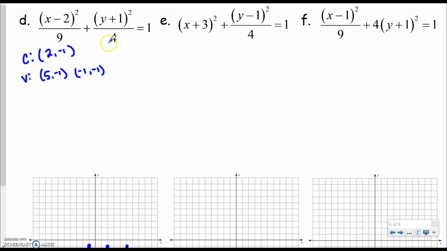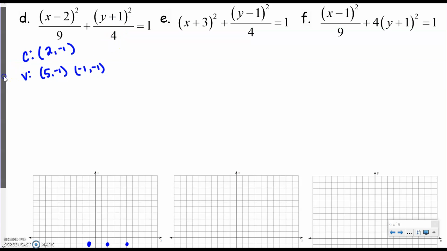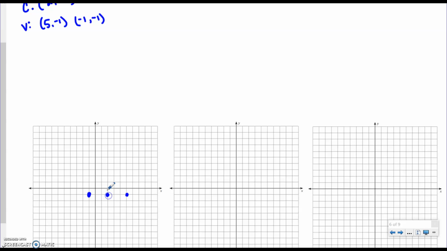To find my co-vertices, take the square root of the smaller number, which is 4, and that's from my center. I'm going to go up 2, because square root of 4 is 2, and then down 2, and that actually is my ellipse there. We just have a couple more things we need to find.